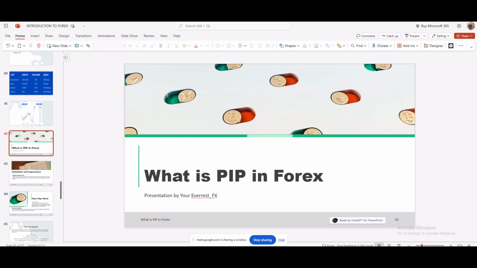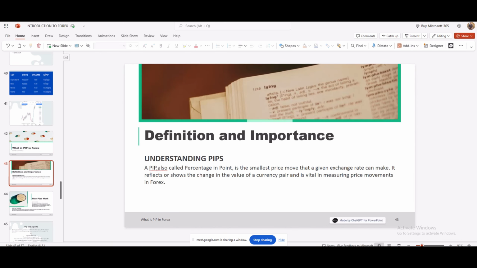So today we are going to be talking about pips. What is a pip? Now, definition and importance. A pip is also called percentage in points, PIP, percentage in points. A pip is the smallest price movement that a given exchange rate can make. It's like the smallest move that a particular price will be able to take.